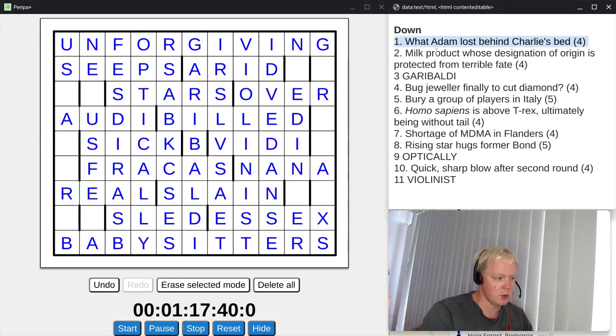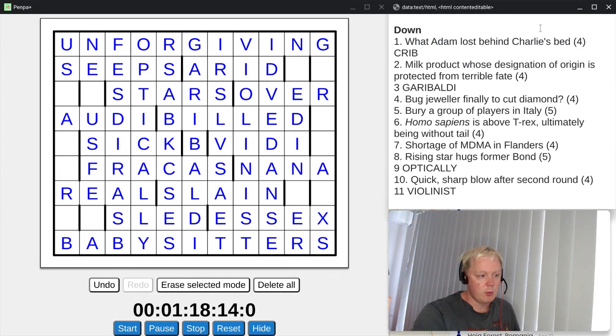Start at the top. So this starts with something before G. What Adam lost behind Charlie's bed. Now Charlie is, and we've had this before, the radio alphabet letter for C. So Alpha, Bravo, Charlie, and so forth. Charlie is the C, the first letter, and after it we put a three-letter word meaning what Adam lost. Now this is going to be Adam from the Bible, and what he lost was a rib. Put C plus rib, we get crib, which is a bed. So bed is the definition part here.